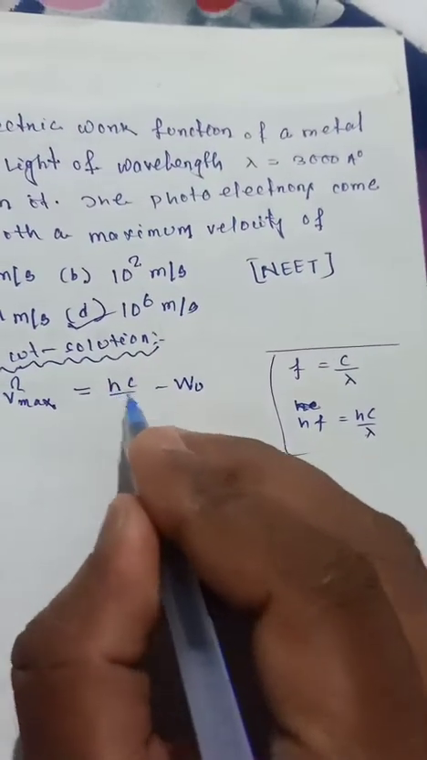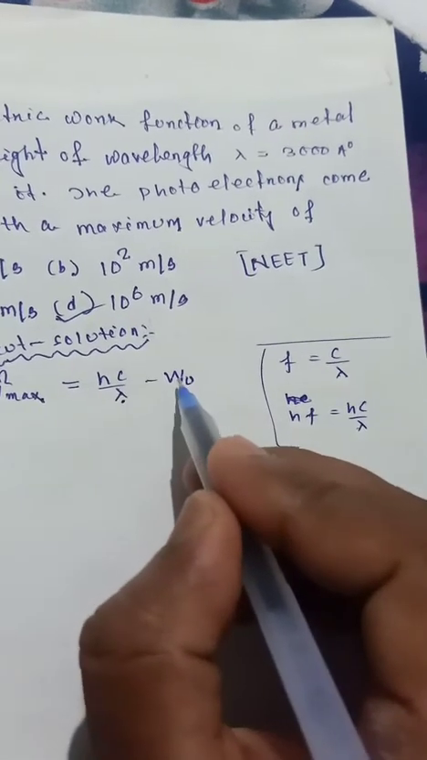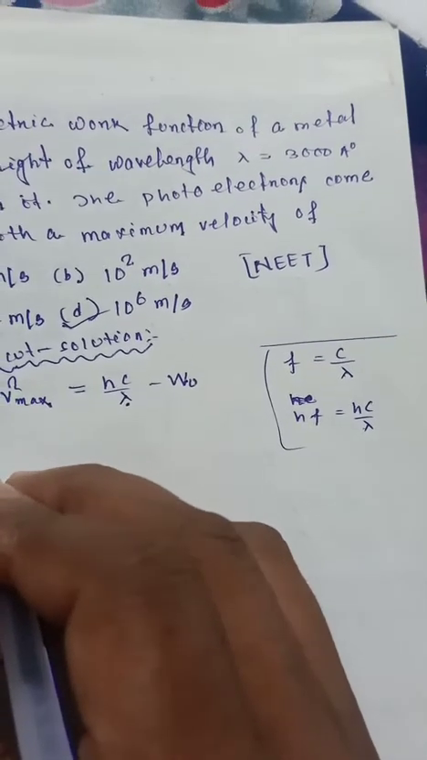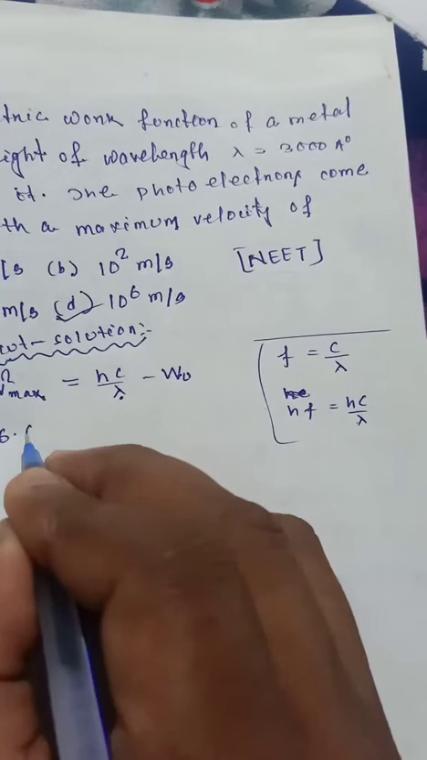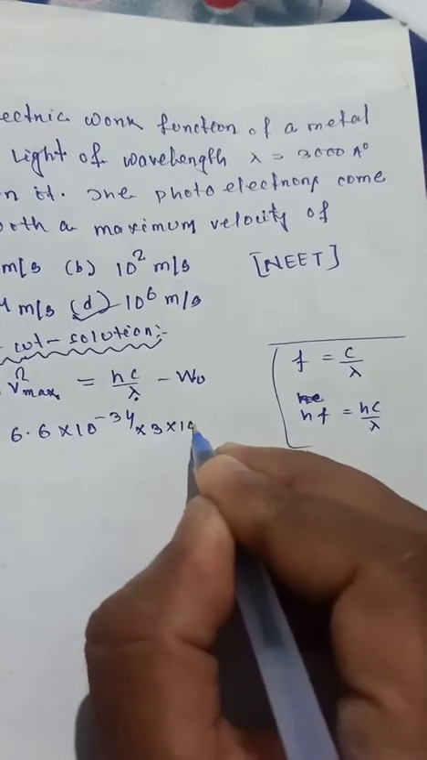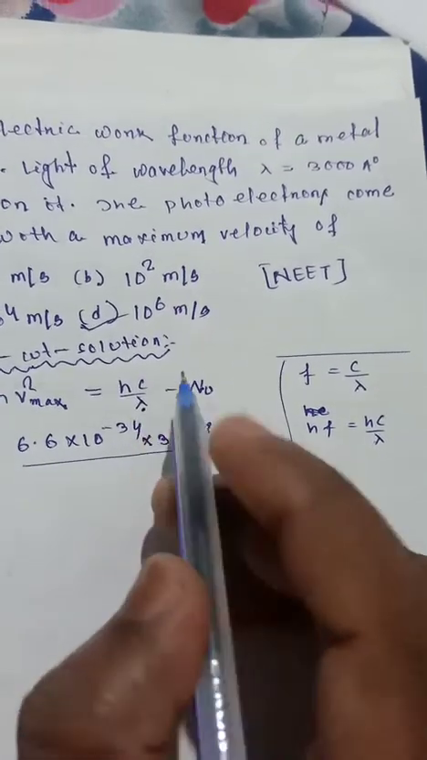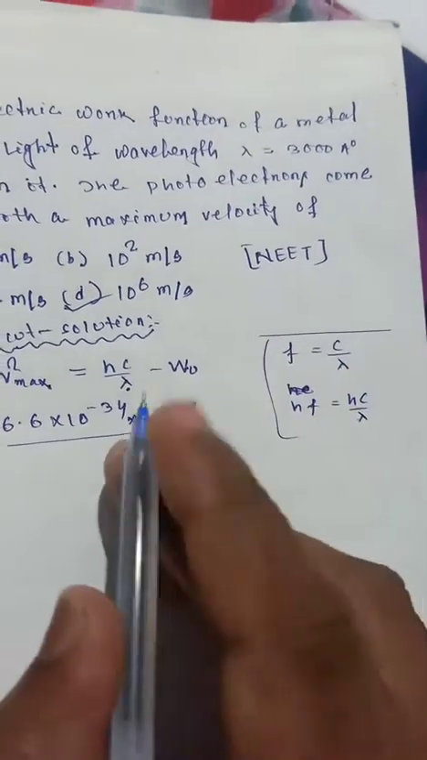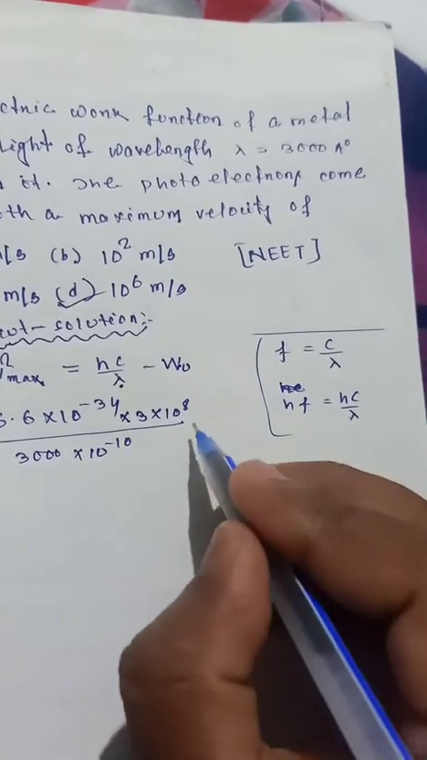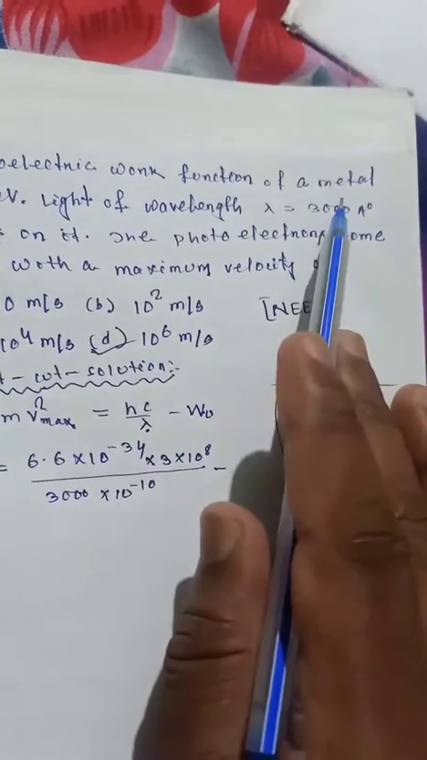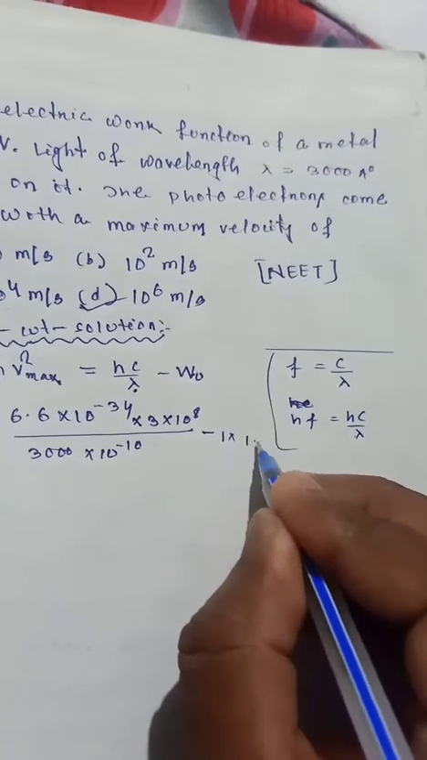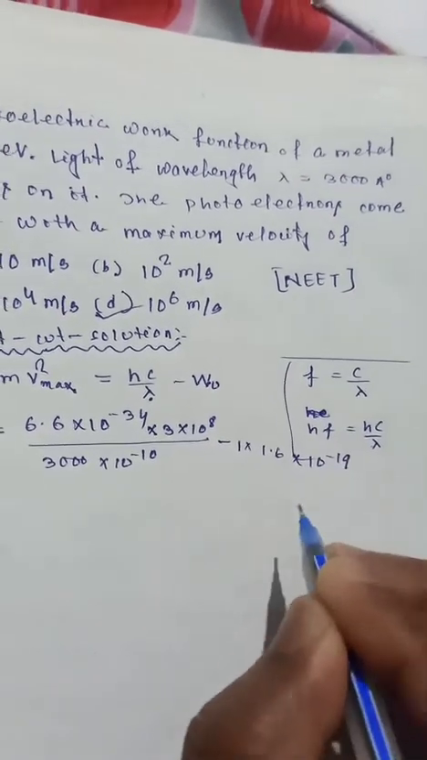Now, h is the Planck constant, c is the velocity of light, lambda is the wavelength, and W is known as the work function. So the maximum kinetic energy: the value of Planck constant is 6.6 into 10 to the power minus 34, c is the velocity of light, 3 into 10 to the power 8, upon wavelength. Wavelength is 3000 angstrom, which is 3000 into 10 to the power minus 10, minus the work function, which is 1 electron volt, that is 1.6 into 10 to the power minus 19.